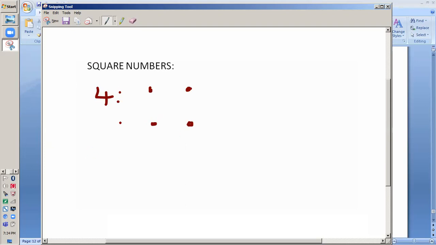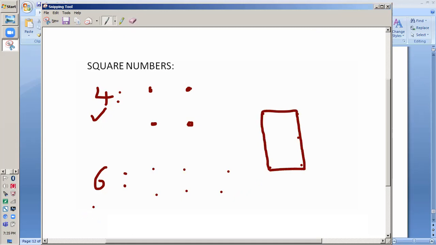Sure. So 4 is a square number. Is 6 a square number? Can I form a square with 6 matches? A stick would be left. Yeah, it will not give you a square, no matter how you put it. If you put it this way, or even that way, it's the same. If you do it like this, what do you actually get? A rectangle.